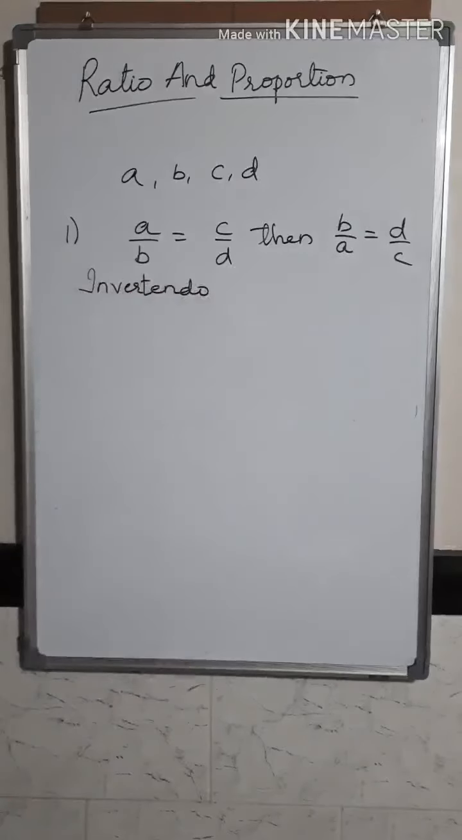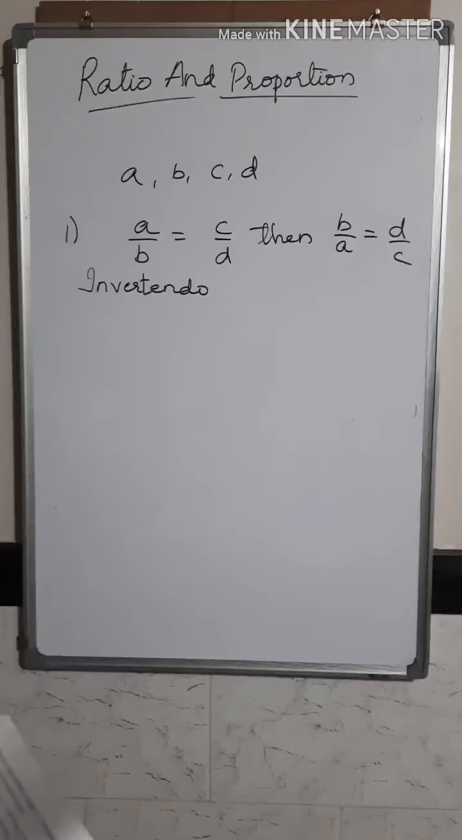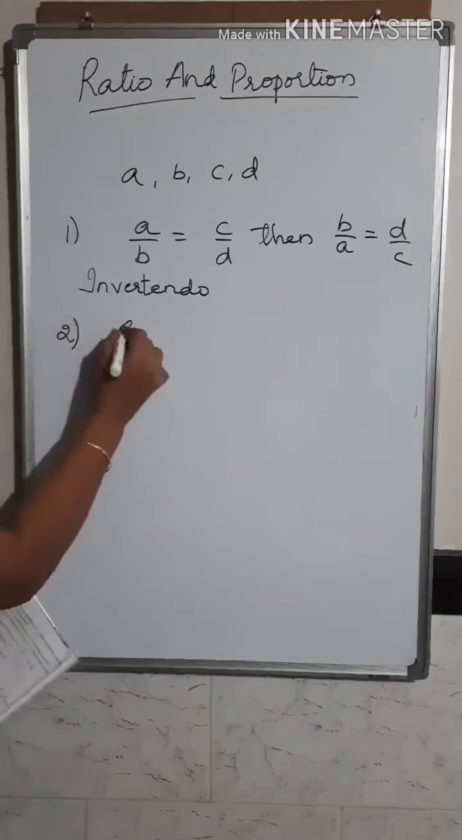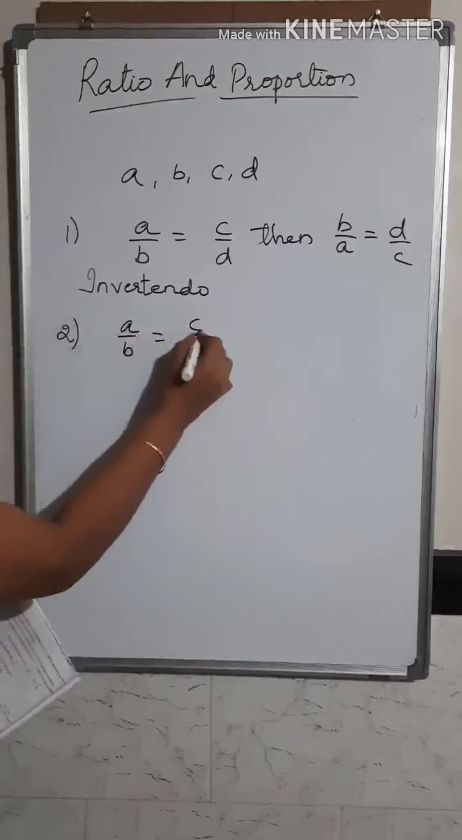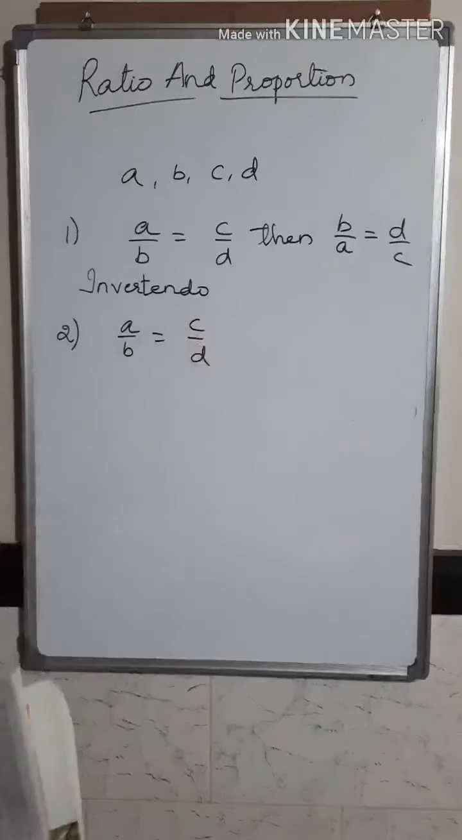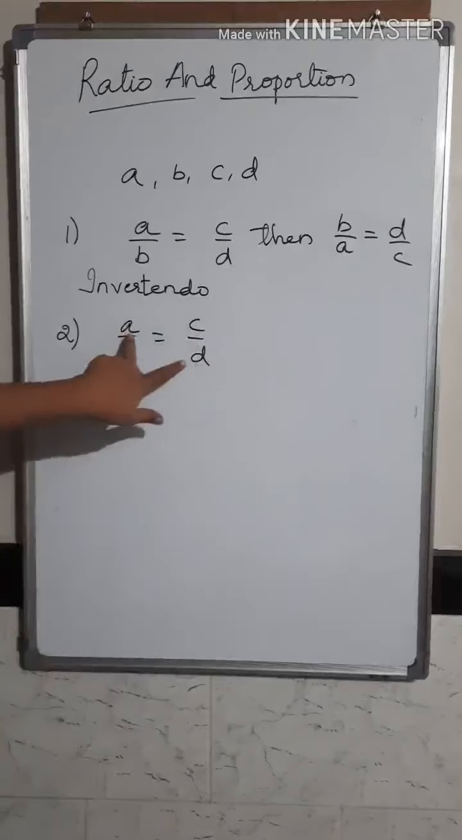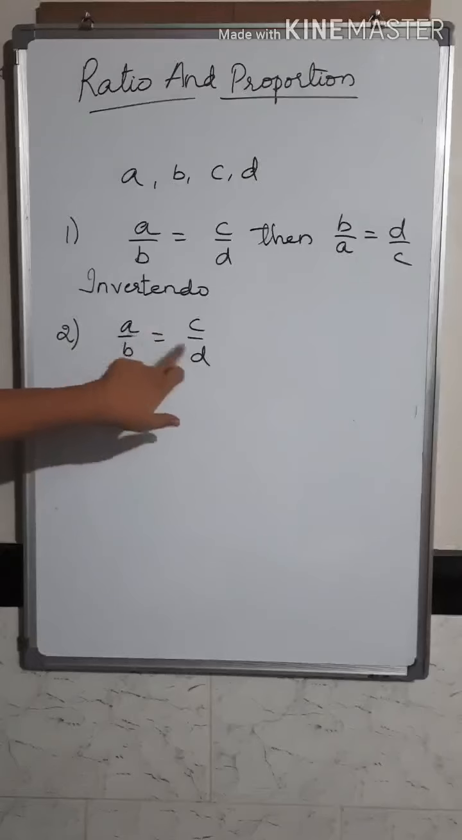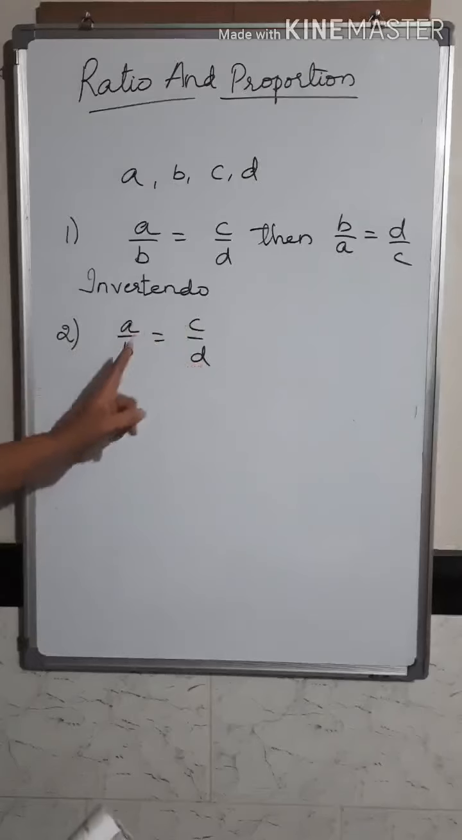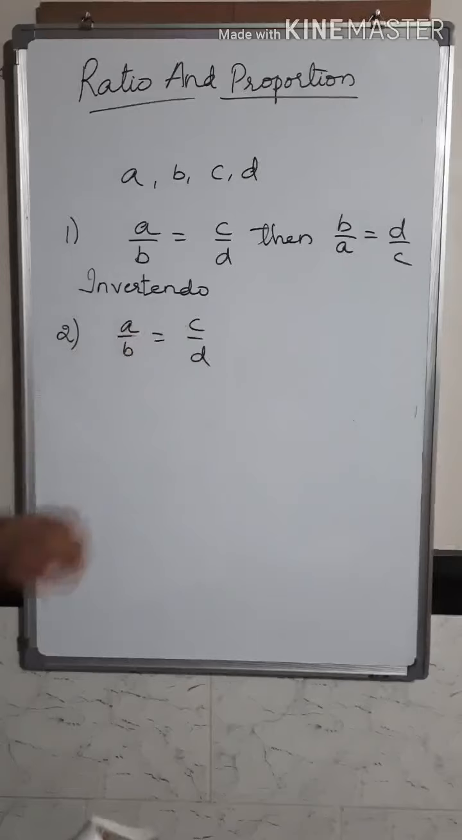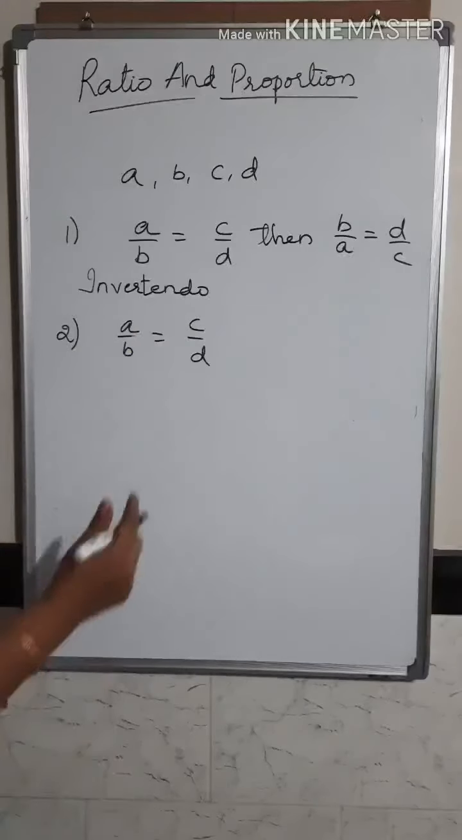You have to learn the properties by their name because you have to state the property when you are working out the problem. Now next you have the property of alternando. The property of alternando states that again if you have two ratios to be equal, suppose A upon B is equal to C upon D, according to the property of alternando, you can either alter these two, interchange A and D, or you can interchange C and B. Then the ratio will remain a constant.